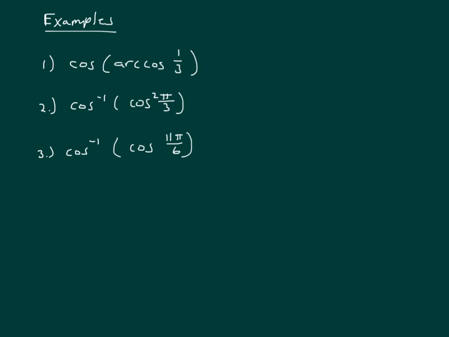So you saw examples of how we dealt with the inverse relationships in the previous problem with the inverse sine. What I'd like you to do right now is pause the video and identify the cosine of the inverse cosine of 1/3, the inverse cosine of the cosine of 2 pi over 3, and the last one, the inverse cosine of the cosine of 11 pi over 6. Use the properties and the process that we showed you in the examples for the inverse sine, and once you're done, restart the video and we'll go through these.